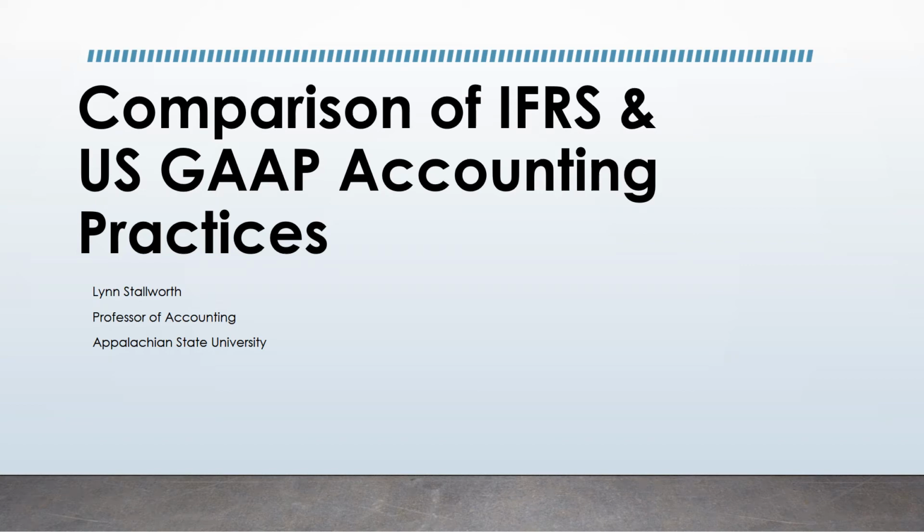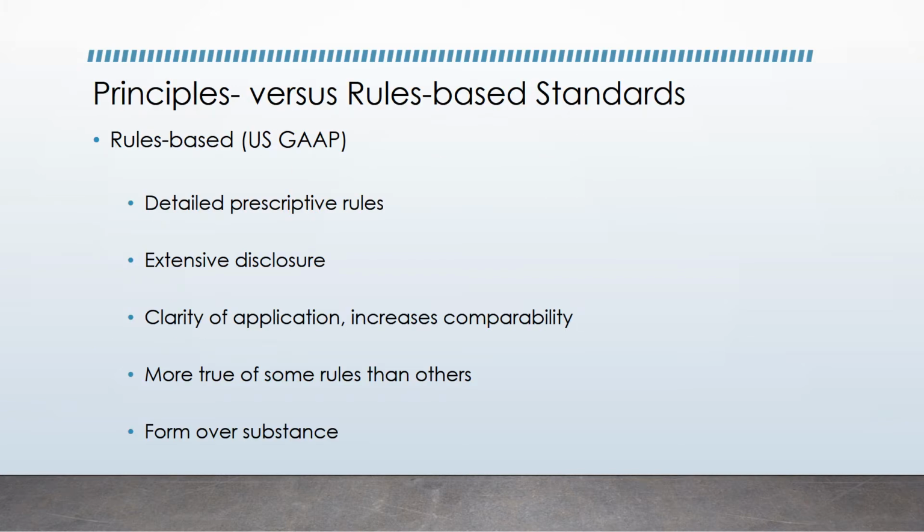First of a couple of lectures on the differences and similarities between International Financial Reporting Standards and U.S. GAAP. One of the fundamental differences we've talked about with regard to U.S. GAAP and IFRS is the distinction between principles-based and rules-based standards. U.S. GAAP standards are considered to be far more rules-based than International Financial Reporting Standards.